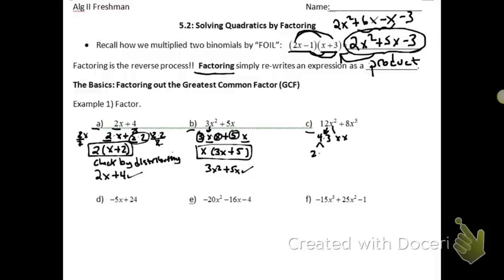4 is really 2 times 2 times a 3. And then I have an x and an x. So I've broken down 12x squared as far down as I could. 8x cubed, let me write the plus side down.